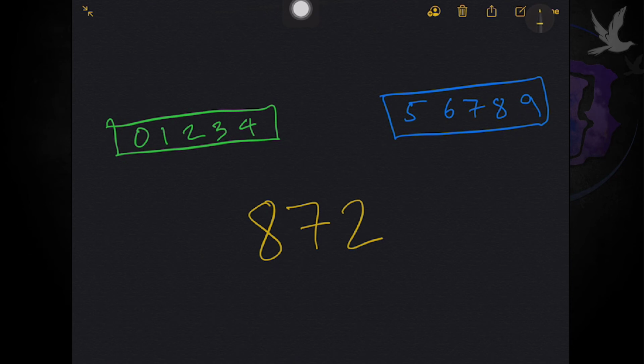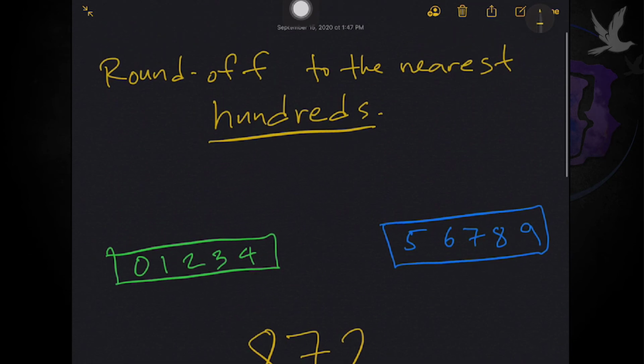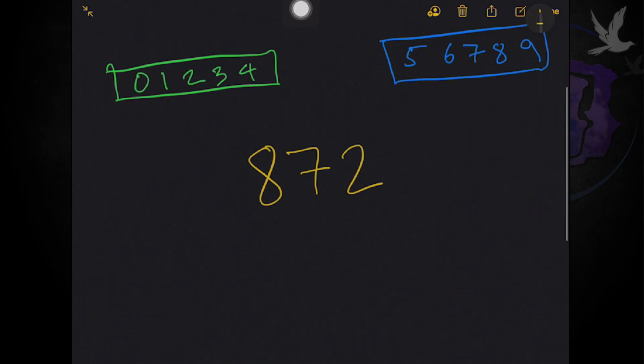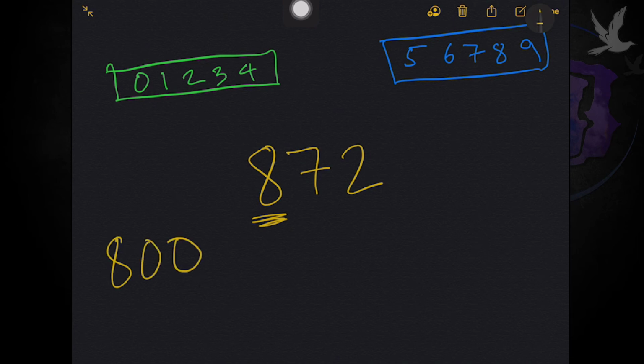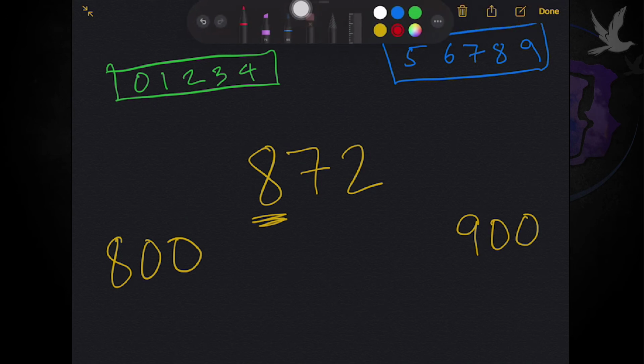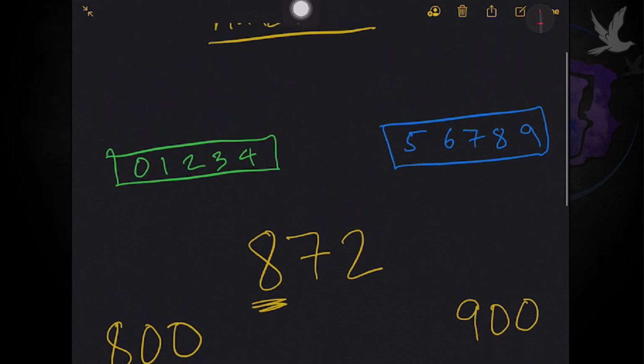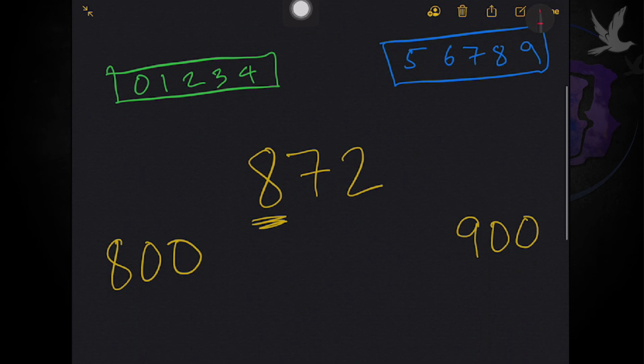Okay, so for example, we have 872, still rounding off to the nearest hundreds. The place value of 8 here is 800, and the hundred after 800 is 900, showing us again that 872 is between 800 and 900. So to round off, we make use of the digit before the given place value, which is hundreds. So we're going to look for this one.